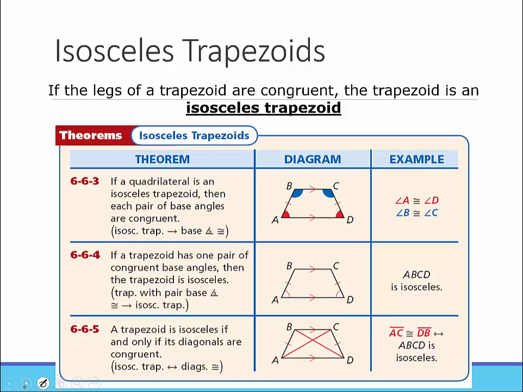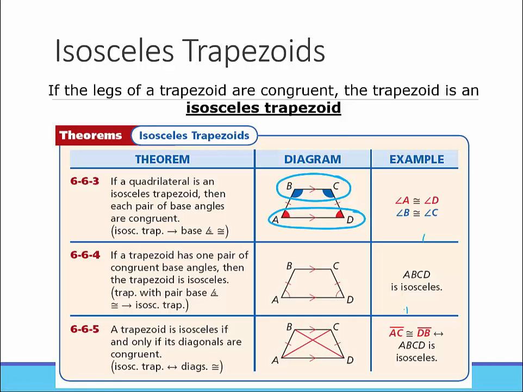So if the legs of a trapezoid are congruent, then the trapezoid is an isosceles trapezoid. And these are pretty awesome because they come with these three theorems. But if you want to think about these, this was just an isosceles triangle that somebody sliced. So we still have some congruent stuff, which tells us a lot about the rest of the parts of the triangle. So if a quadrilateral is an isosceles trapezoid, then each pair of base angles are congruent. So remember, that means these top two and these bottom two are congruent.